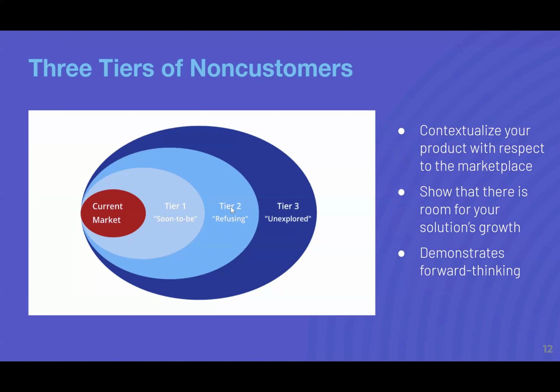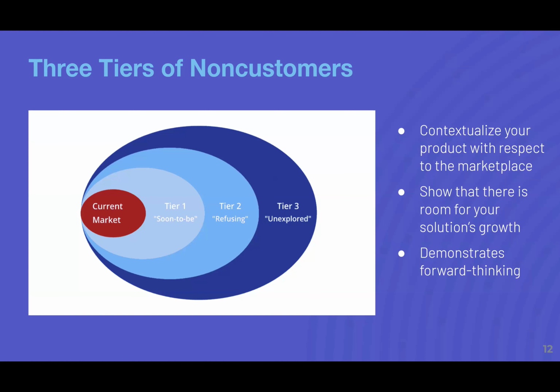So this is refusing. This isn't the best example, but it's basically showing that this is a group of people who are refusing it right now, but in the future you'll get to them. And then tier 3 is unexplored. So this is a market that people typically don't associate with the current market or the current product that you're giving. But because your product is so unique, you'll find a way to sort of extend it to these unexplored customers. And so this is a great way to show that you're sort of building outside of the current market space because you're literally adding on more and more and more customers in the future.